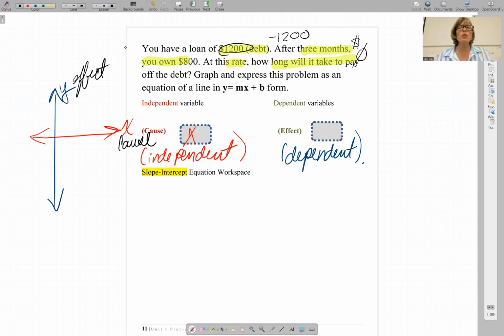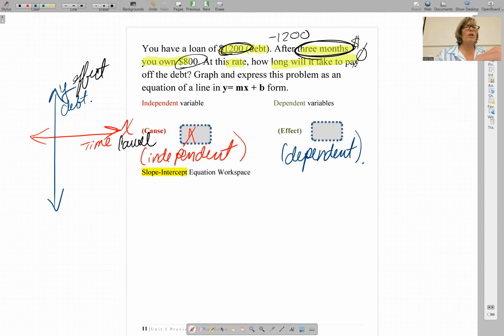Okay, now let's think this through. You have a $1,200 debt. After 3 months, you owe $800. Like, what changed? Well, what changed is you went from $1,200 to $800. That's changed, and it changed because of 3 months. So in this story problem, the time factor is the independent variable, which causes the dependent variable of debt to change.